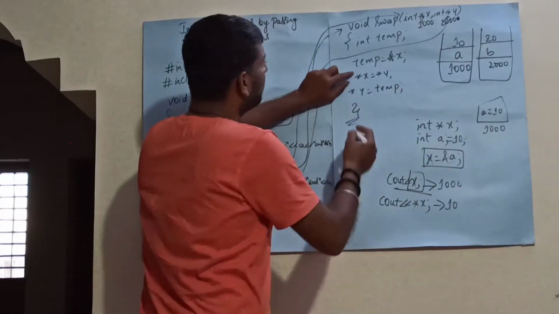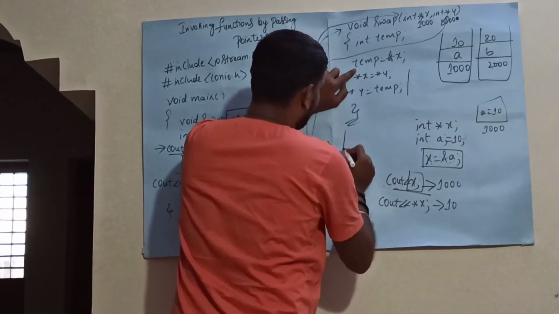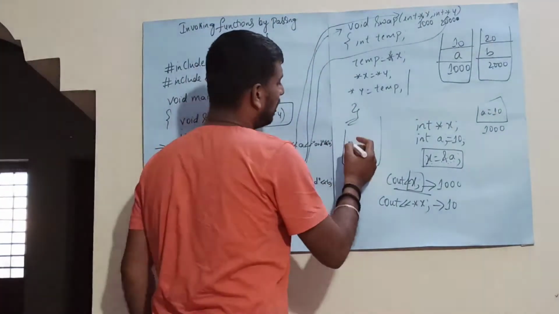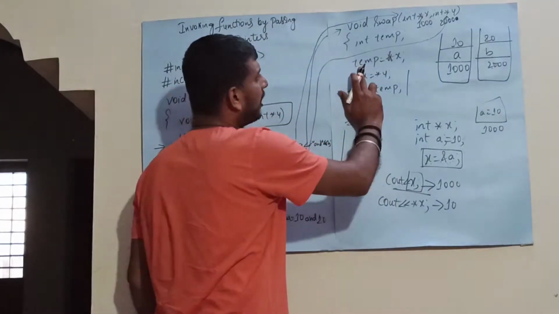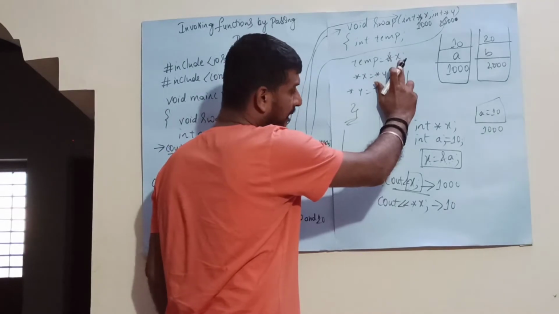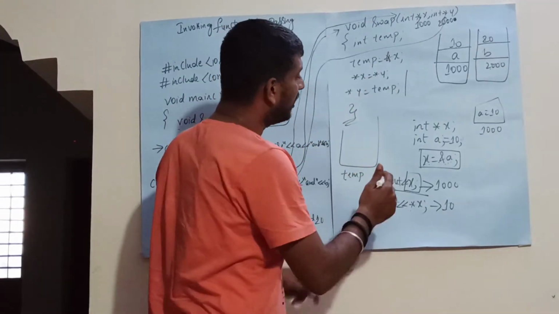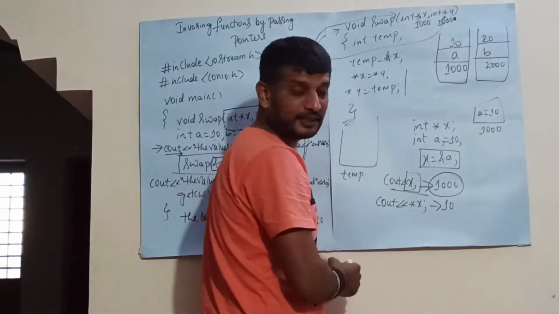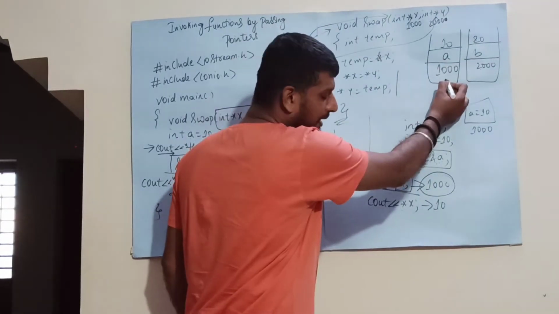Next, I am taking another empty container called temp. Firstly, temp is equal to star x. I have told you in this example that whenever you display x, it will display the address of the variable, that is 1000, which will be displayed.